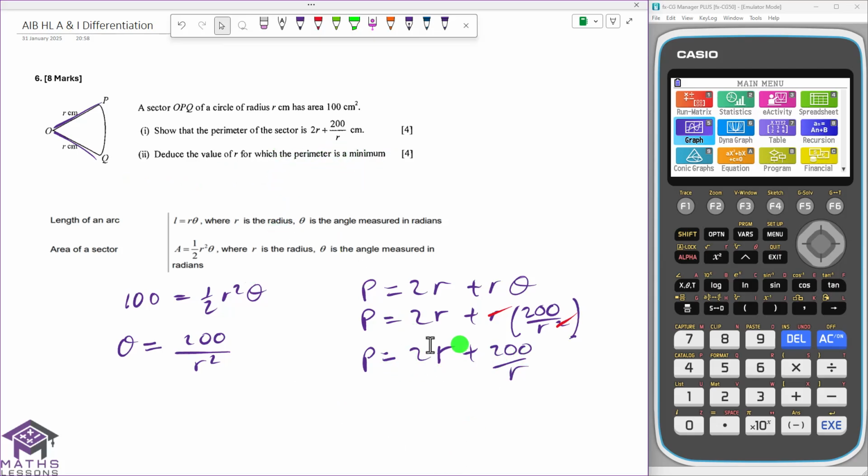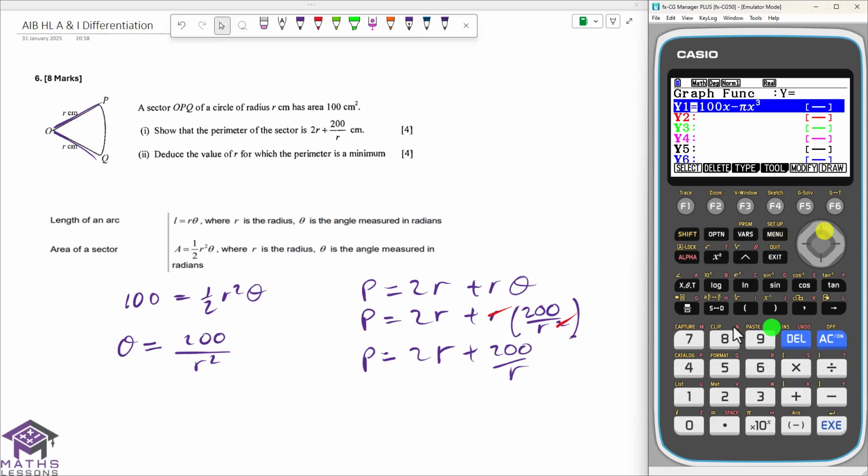You could differentiate this, put it equal to 0 and solve the equation. Or alternatively, you can just go straight into the calculator. Delete the old function and type this function in: 2x plus the fraction 200 over x, because we've got to use x on our calculator, so we use y and x instead of P and R. Press execute and draw that. It doesn't appear on our screen.